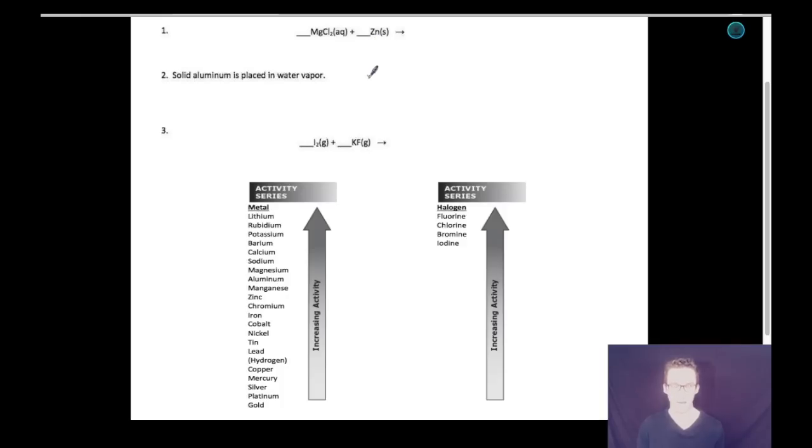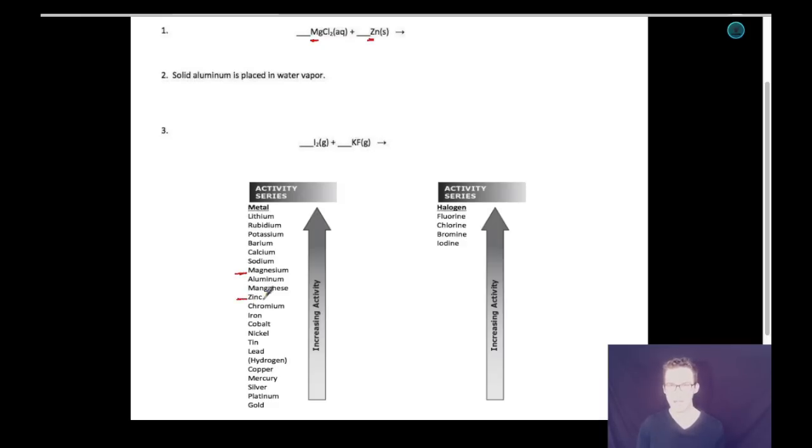Our first step is to determine whether we are going to use the metal activity series or the non-metal activity series. As I take a look at my element, it is a metal and it's going to replace the other metal in that compound. I have to find those metals in my activity series. I find zinc is here and magnesium is here.